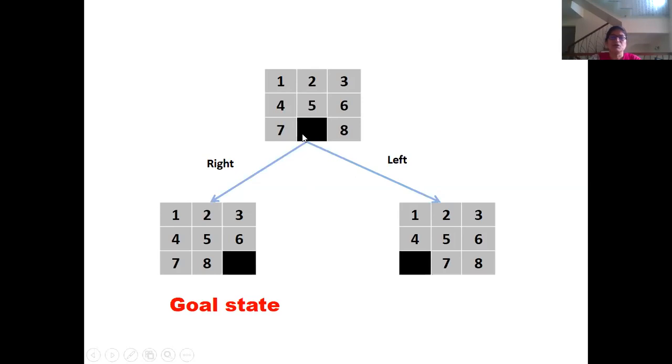Once the block is moved to the right side, you can see the labeled blocks are placed exactly the same as the goal state. So what you do, you reach a goal state. But when you move to the left side, you do not reach the goal state. As soon as you reach the goal state, the process stops. I hope it is clear.